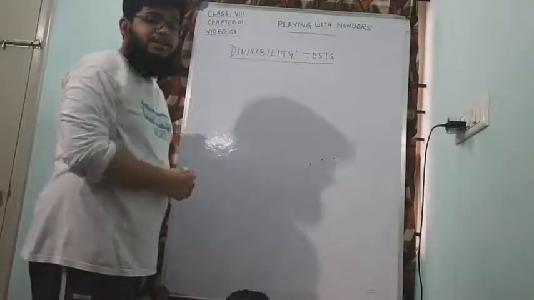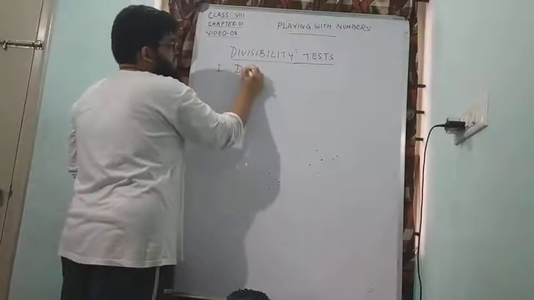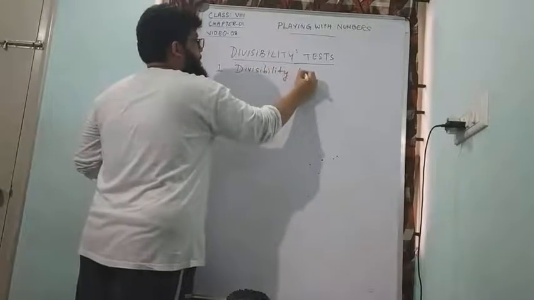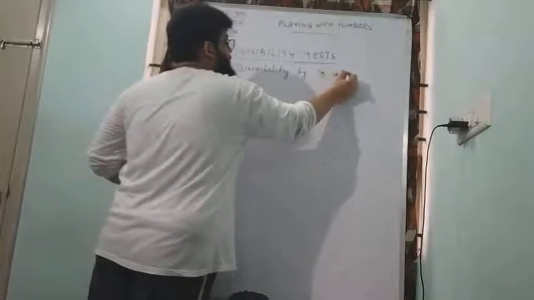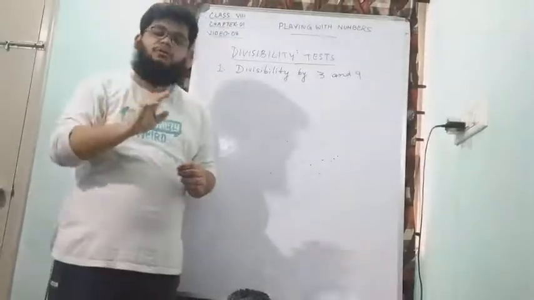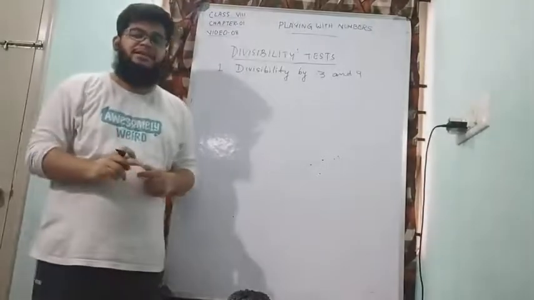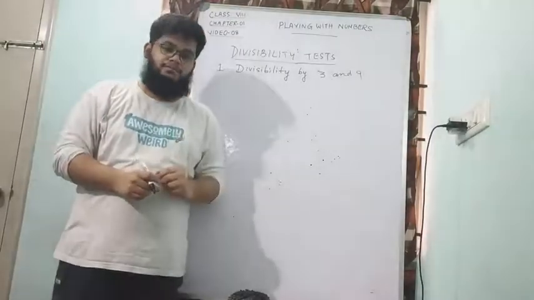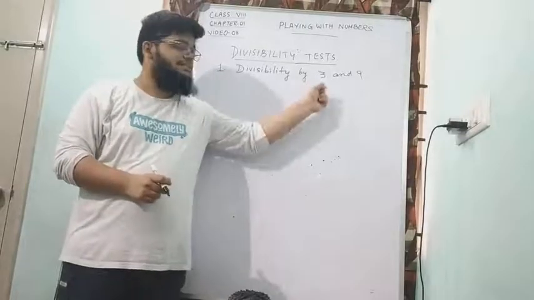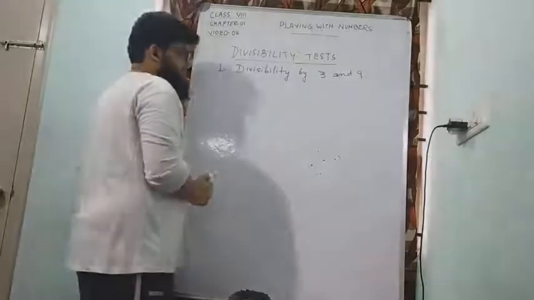What are divisibility tests? Under this, the first topic will be divisibility by 3 and 9. Why am I writing 3 and 9? Because there is the same rule for 3 and 9. So what is the rule for divisibility by 3 and 9? If I have a number and I want to check whether that number is divisible by 3 or 9, what should I do?